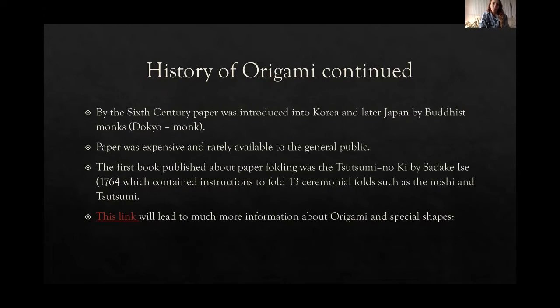The first book published about paper folding was the Tsutsumi no Ki by Sadaki Ise in 1764, which contained instructions to fold 13 ceremonial folds, such as the Noshi and Tsutsumi. And here's a link that will give some more information about origami and special shapes if you're interested.